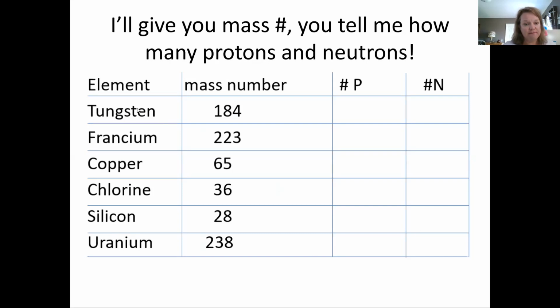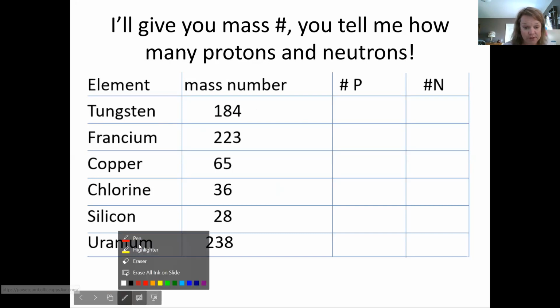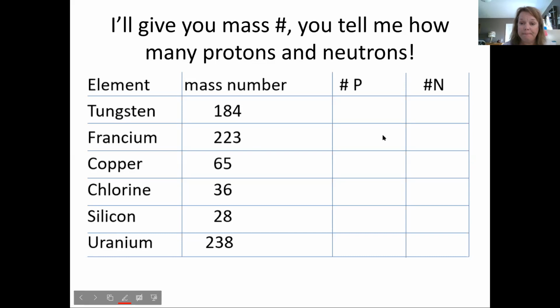So if we find tungsten on the periodic table, tungsten's symbol is a W. I don't know, it's a W. But if you find it, it is in the transition metals. That's those 10 short families in the middle here. Tungsten's right down there. When you look at tungsten, you see that its atomic number is 74. The atomic number is just another way of saying the number of protons, right? So there should be a 74 right there.